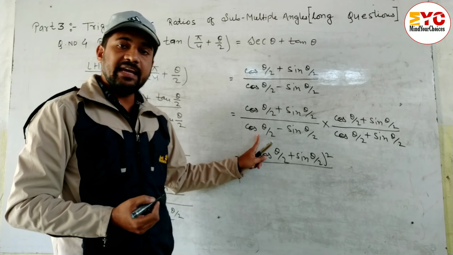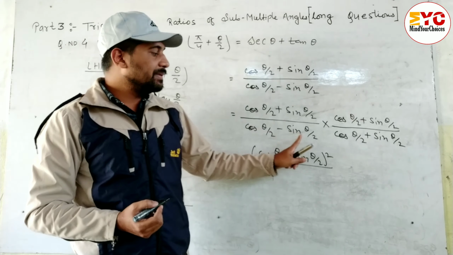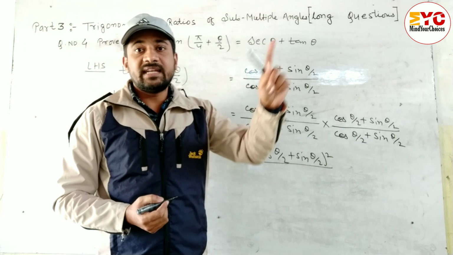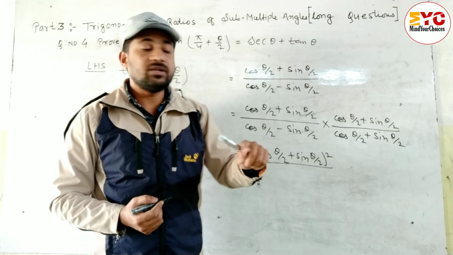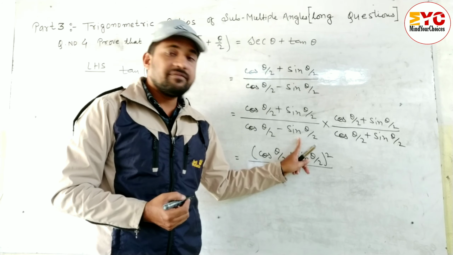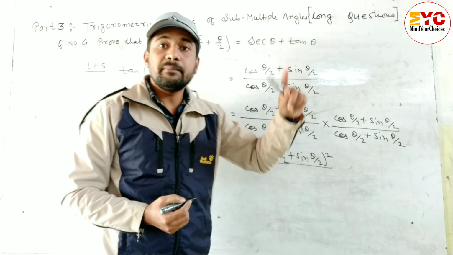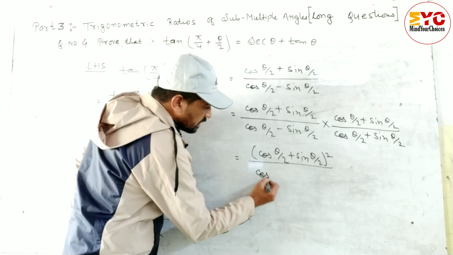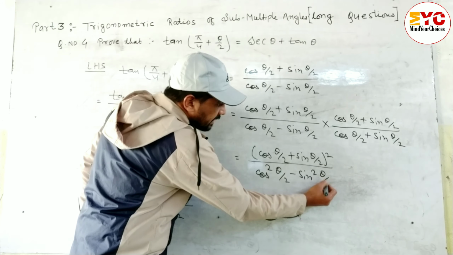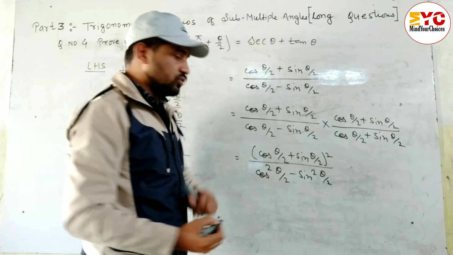In the place of a, here is cos theta by 2, and in the place of b, here is sin theta by 2. So we can write cos square theta by 2 minus sin square theta by 2, because this is in the form of a plus b, a minus b, the formula of a square minus b square. So we can write here cos square theta by 2 minus sin square theta by 2. Hope you understand up to here.